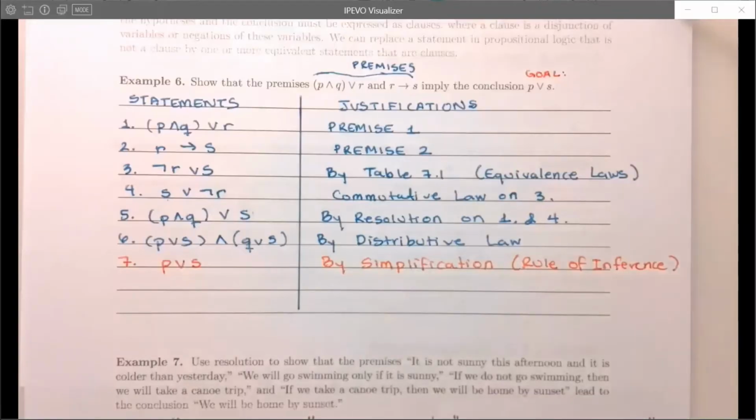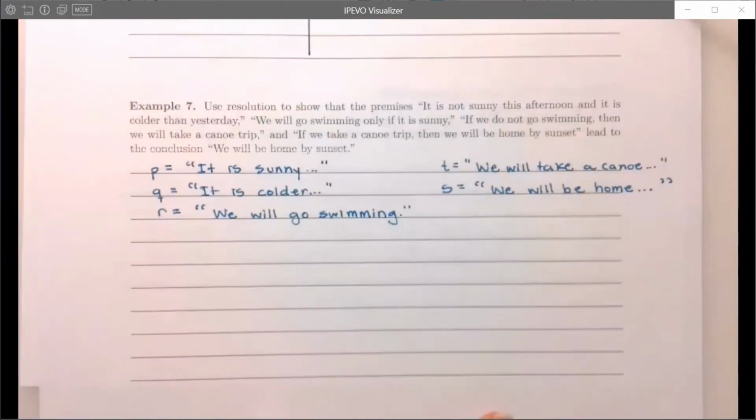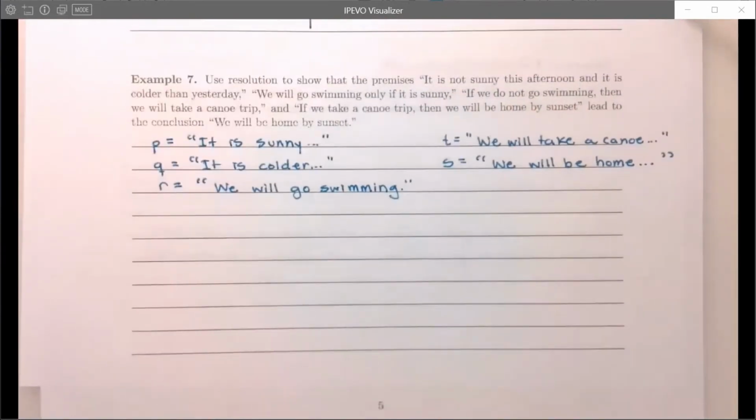Okay, for this next example, example number 7, I've gone ahead and defined some variables that are going to help us with the directions. So the directions read, use resolution to show that the premises, it is not sunny this afternoon and it is colder than yesterday. We will go swimming only if it is sunny, and if we do not go swimming, then we will take a canoe trip. And if we take a canoe trip, then we will be home by sunset, lead to the conclusion, we will be home by sunset.